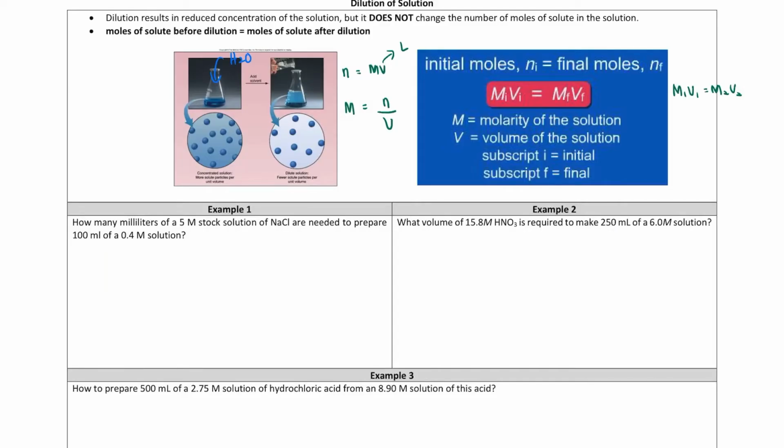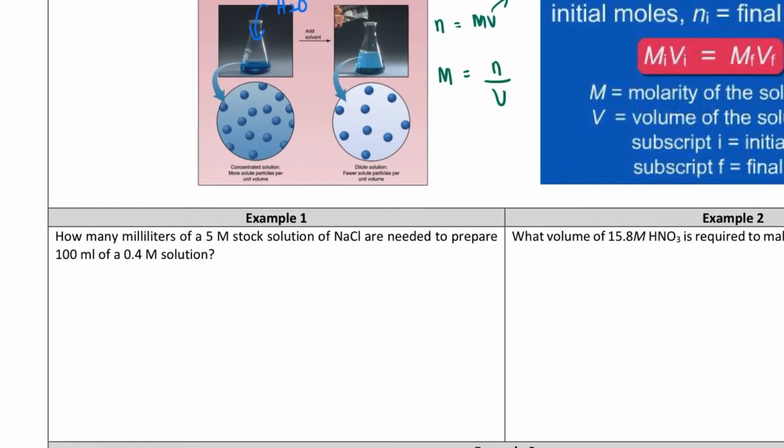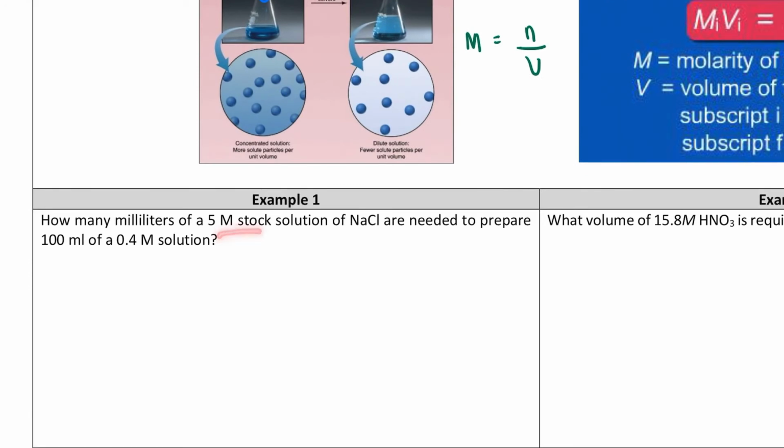So next, let us try example 1. Sebab kita dah tahu what is dilution, what is the formula that we can use to calculate information related to dilution. Next, kita try example 1. So example 1, how many milliliters of 5 molar stock solution of NaCl are needed to prepare 100 ml of 0.4 molar solution? Maybe some of you tak pernah dengar stock solution ni apa. Stock solution ni adalah solution yang lebih pekat lah. Solution yang lebih pekat yang kita perlukan untuk hasilkan solution yang lebih cair. Okay, lebih dilute.